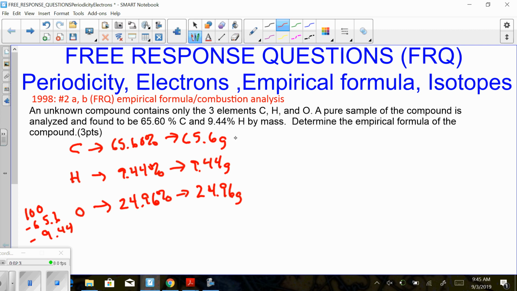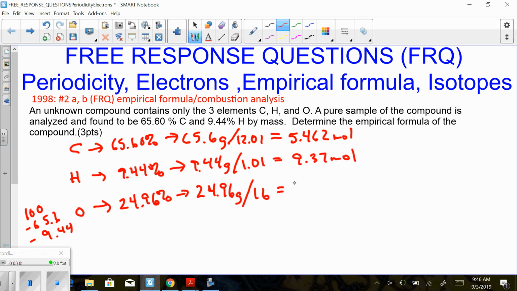Now, step 1 is to find the moles of each of those and compare the mole ratio. Divide the carbon by the molar mass of carbon, which is 12.01, and we get 5.462 moles. If we do that for hydrogen, hydrogen is 1.01, and we get 9.37 moles. And for oxygen, oxygen has a mass of 16.00, and if we divide that, we get 1.56.